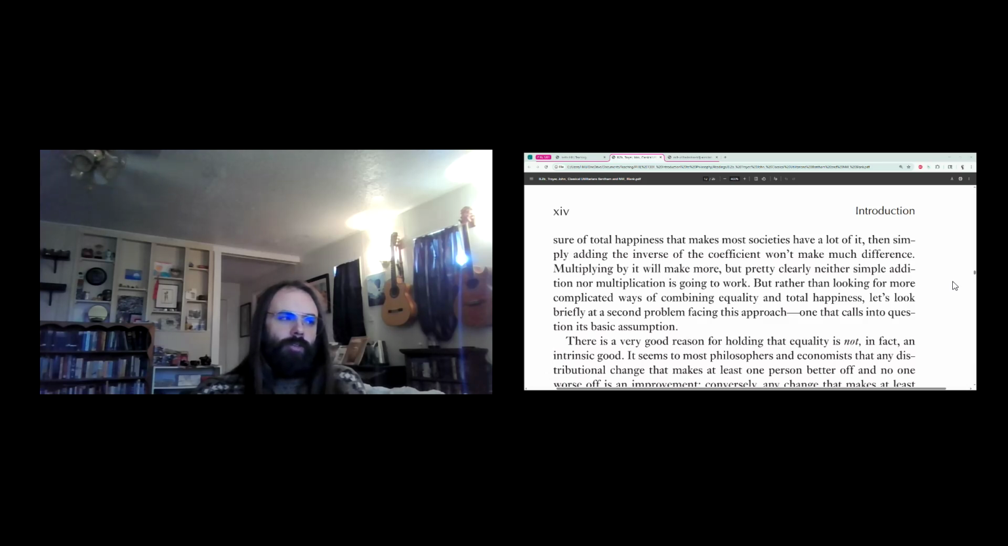But rather than looking for more complicated ways of combining equality and total happiness, let's look briefly at a second problem facing this approach, one that calls into question its basic assumption.